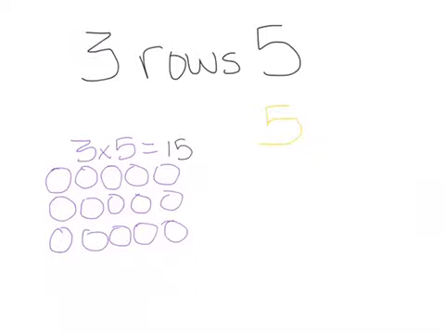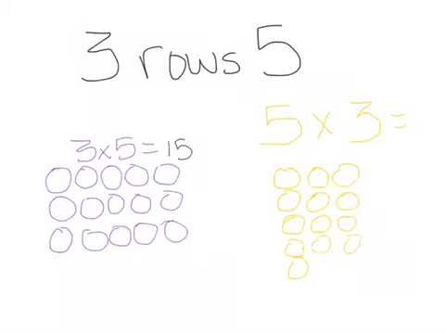Okay, the commutative property tells us that five groups of three, which would look like this, would also equal 15. And if you counted your circles, counted up your array, then you got 15 as an answer. So if we were going to write this multiplication equation out, we could say that three groups of five equals five groups of three. They both equal 15.